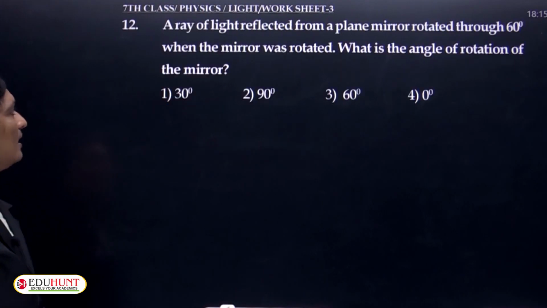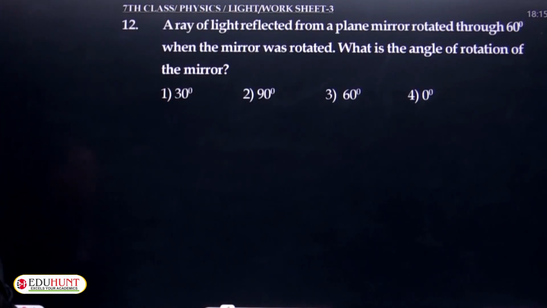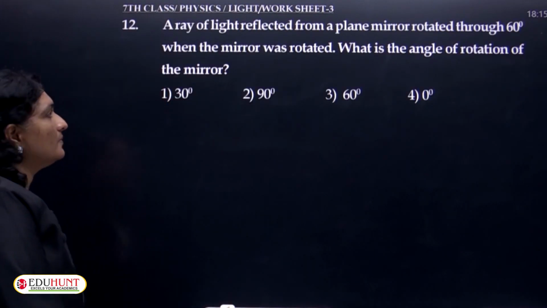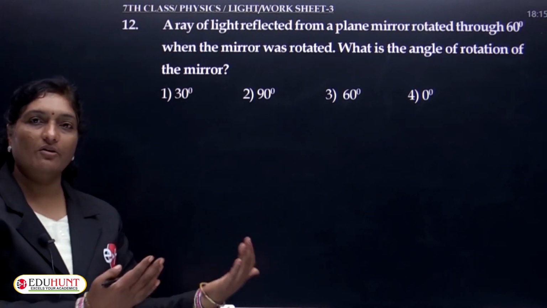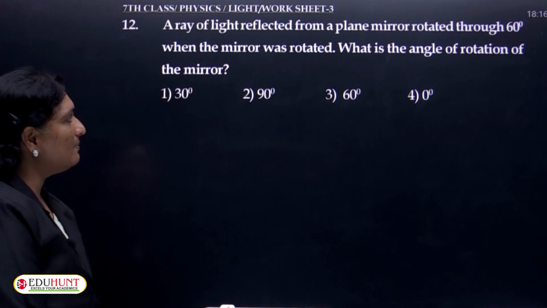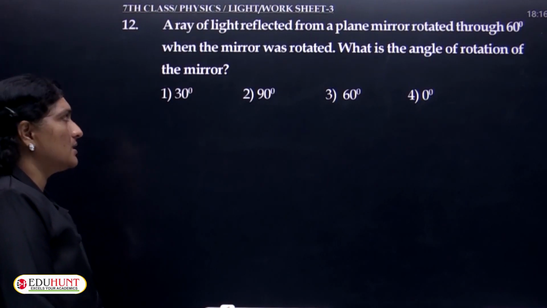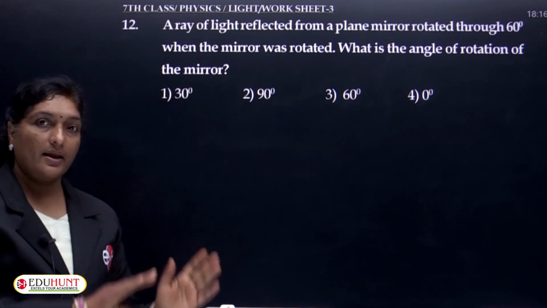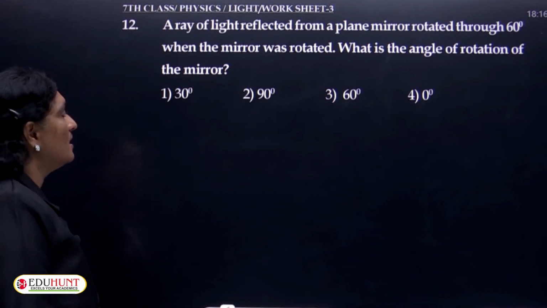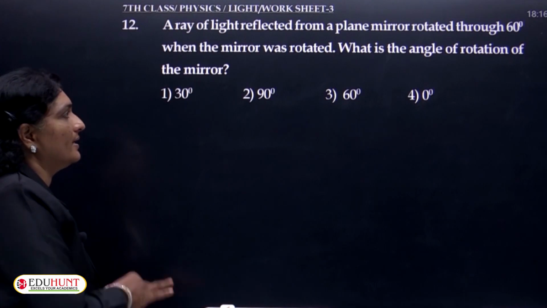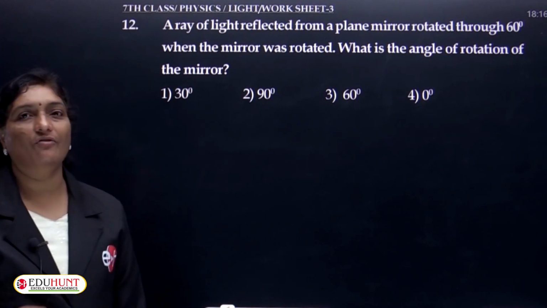Well, moving to the next question, that is question number 12. A ray of light reflected from a plane mirror rotated through 60 degrees. So the ray of light is rotated through 60 degrees. When the mirror was rotated, what is the angle of rotation?